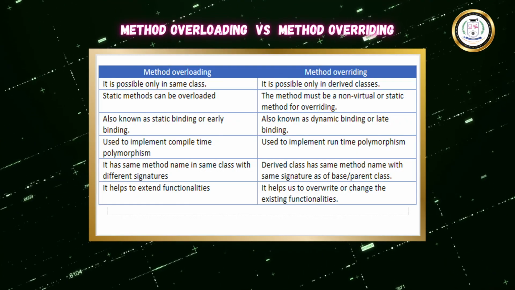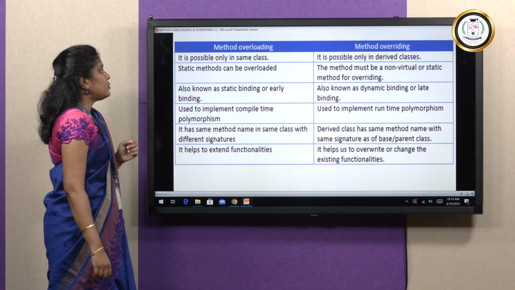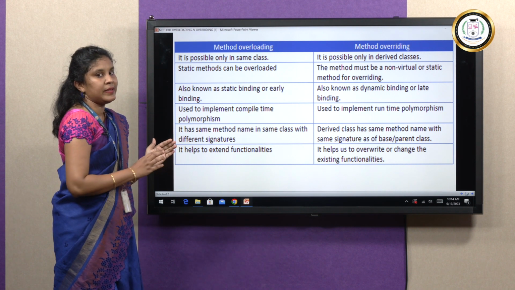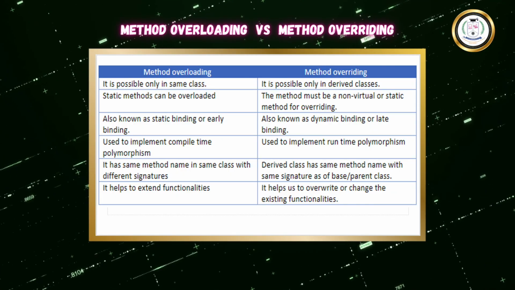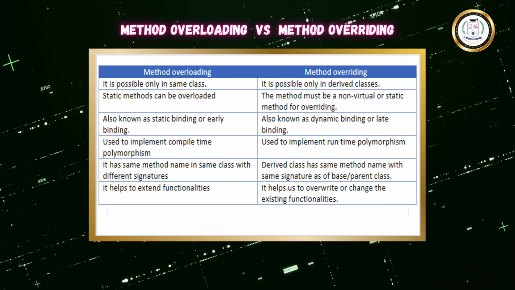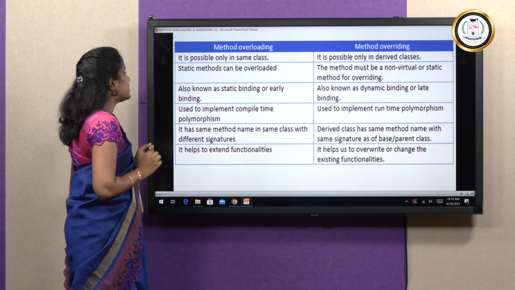So these are the main differences between method overloading and method overriding. Method overloading is possible only in the same class. In one class, we will have many methods with the same name. Method overriding is possible only with a derived class. As I said, you should have inheritance. In your base class and derived class, you should have the same named function.